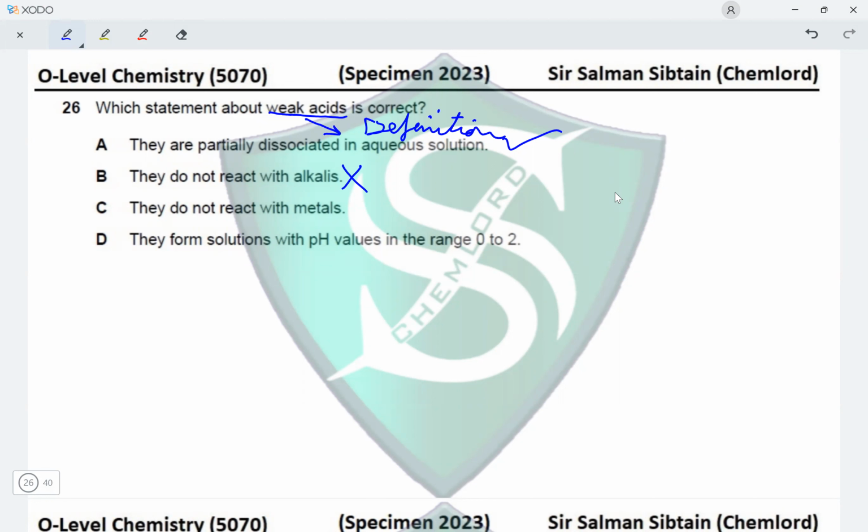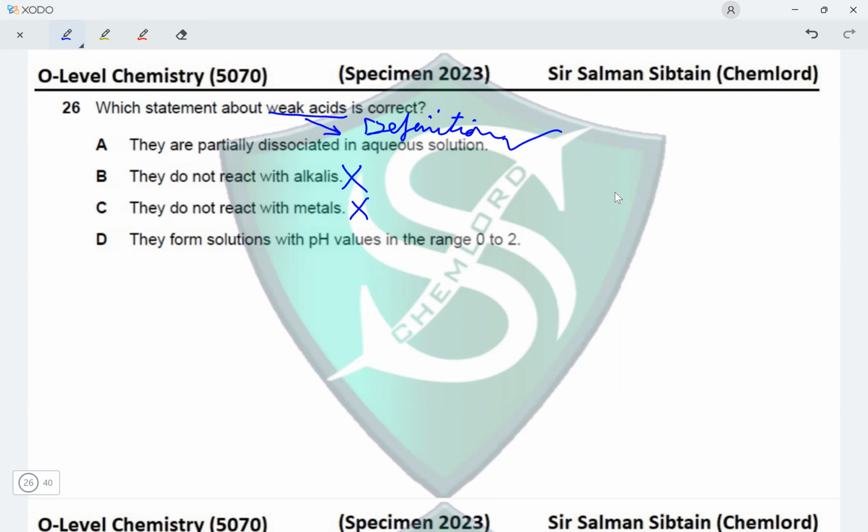They do not react with metals. Acid, whether it is strong or weak, will react with metals. So metals that are more reactive than hydrogen. They do not mention which metal is being used here, so we will consider in general metals that are more reactive than hydrogen. Even weak acids would react with them. So option C is incorrect.